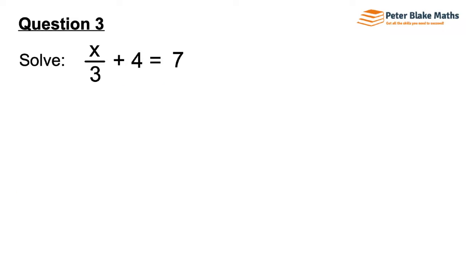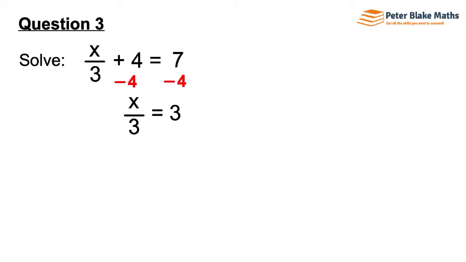To move a plus 4, we do the opposite to both sides. In this case it's minus 4. So on the left hand side, the plus 4 and the minus 4 we don't have to worry about anymore. They kind of cancel each other out, leaving us with x over 3 on the left hand side. On the right hand side, we just do the calculation. 7 minus 4 is 3.